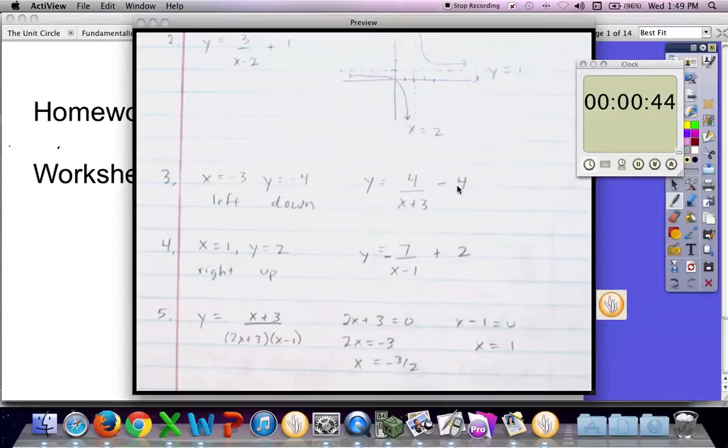Right? This one, x equals 1 meant a right shift of 1. That meant -1 in the function. And y equals 2 meant an upward shift of 2, plus 2 after the function. Okay, that's a pretty good place to start.